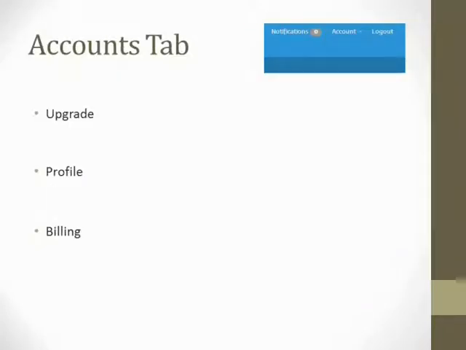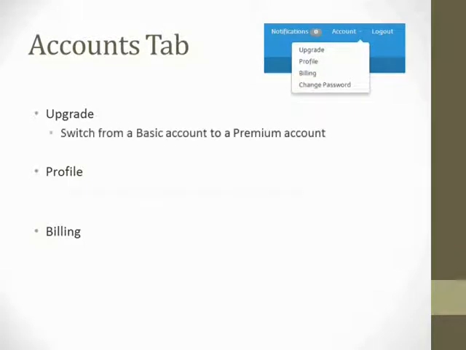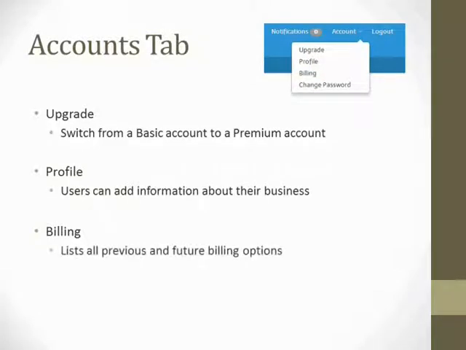The Accounts tab is on the top right-hand side of your page. Here you can upgrade your profile from one tier to another, edit your profile so other customers and clients can learn more about you, and see and edit your billing information.